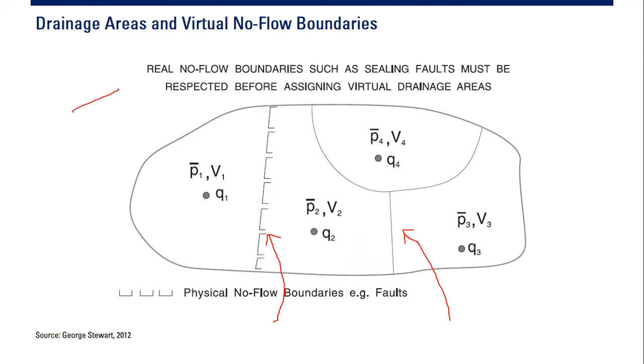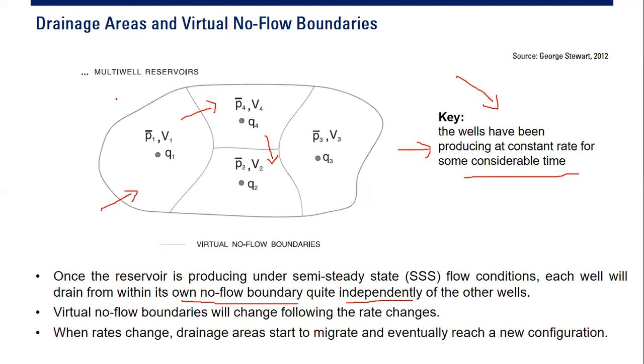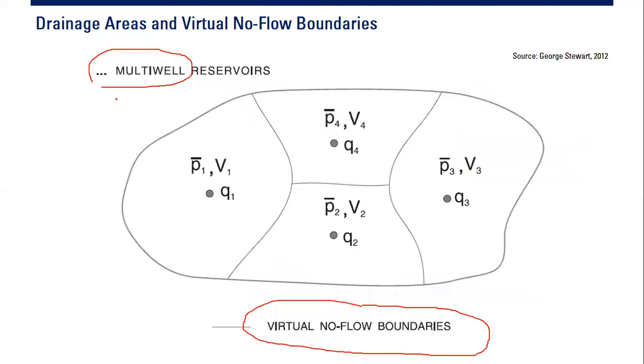Okay, so read the message here. Real no-flow boundaries such as sealing faults must be respected before assigning virtual drainage areas or virtual no-flow boundaries. Okay, because it's physical boundary, real boundary. It should be prioritized. It should be respected before you set any virtual no-flow boundary. All right, so that's our quick learning. Again, it's very important to help our understanding of reservoir characteristics, reservoir production performance, and pressure transient analysis.